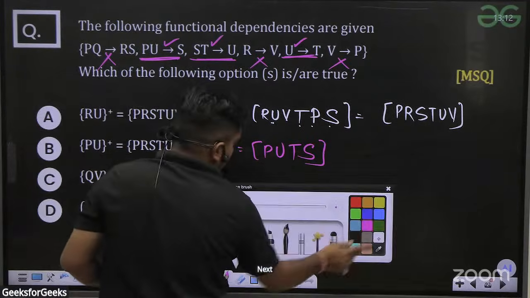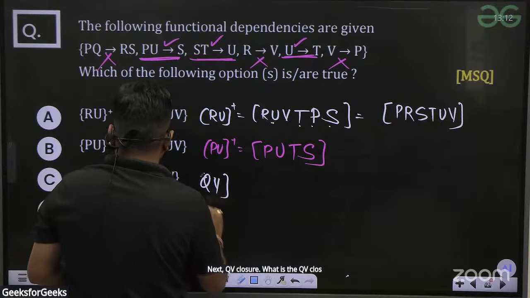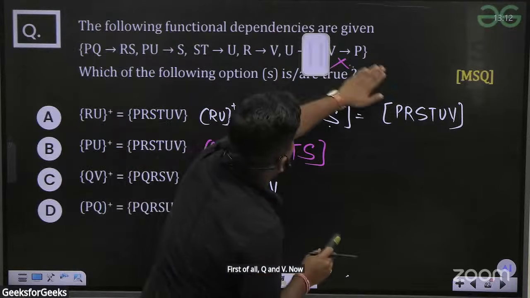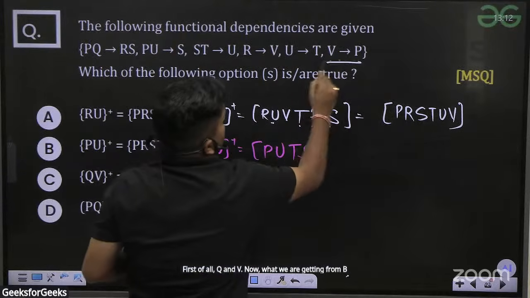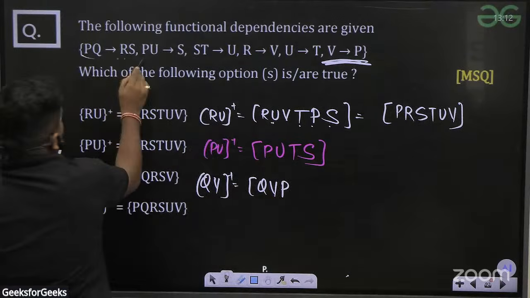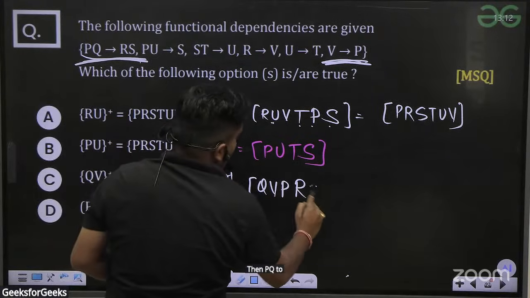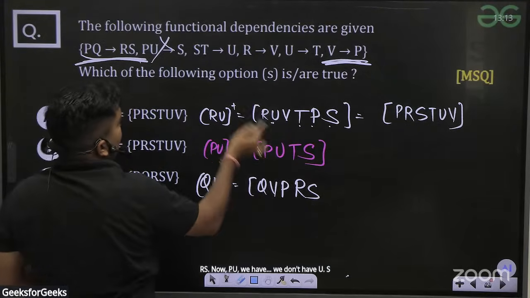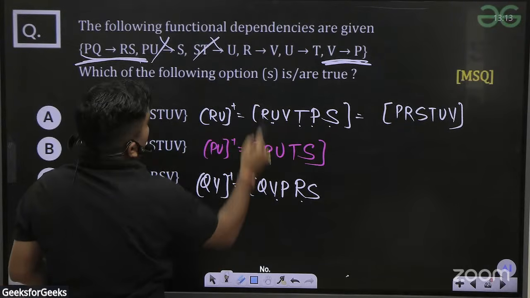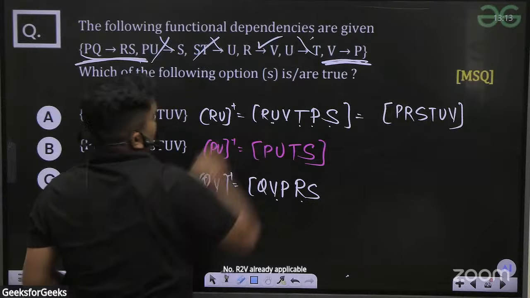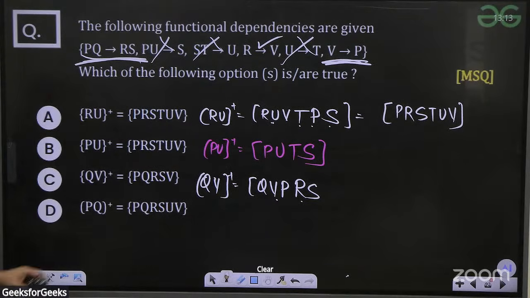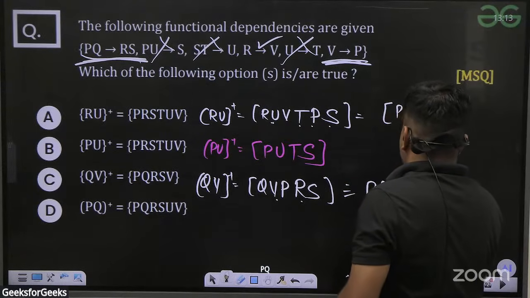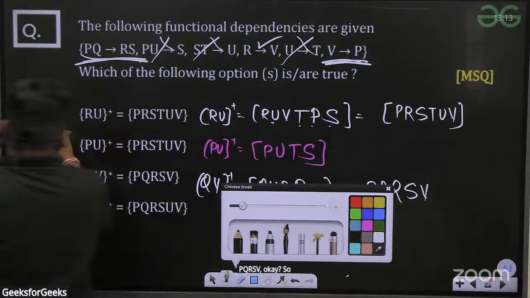Next, QV closure. What is the QV closure? First of all, Q and V. Now, what are we getting from V? P. Then PQ to RS. Now PU, we don't have U. ST, no. R to V, already applicable. U, we don't have. Clear? So PQRSV. Okay? So this one is true, this one is true.